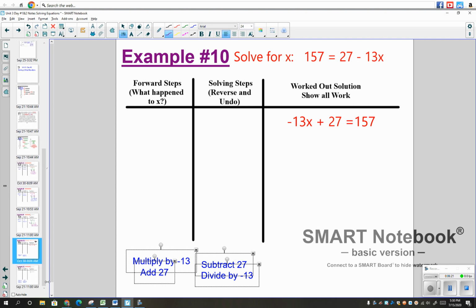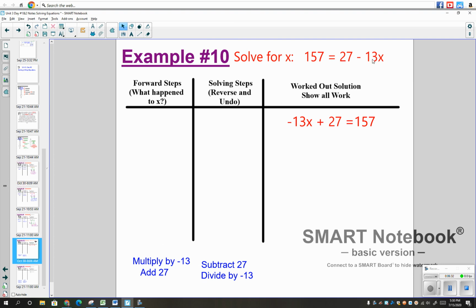And my next example, 157 equals 27 minus 13x. Well, I'm going to rewrite this. First off, I'm going to do two things. I'm going to flip-flop the negative 13 and 27. So I'm going to think of this as negative 13x plus 27, and flip-flop the left and right side, so that will equal 157.